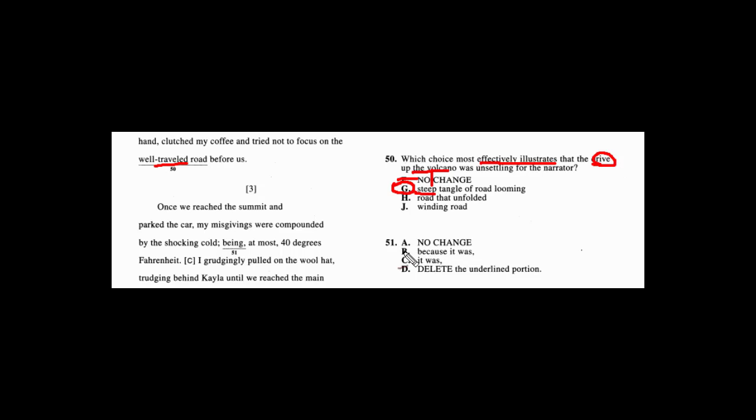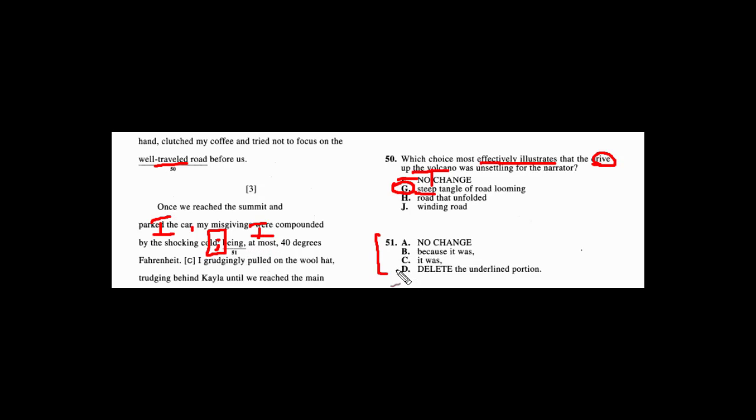Problem 51, first thing you want to do, you glance at your answers, okay? Then you go ahead and trace in your punctuation. There's a comma here and, oh, a semicolon. Remember the definition of a semicolon? Two independent clauses. So let's go ahead and now read. Once we reached the summit and parked the car, my misgivings were compounded by the shocking cold. That's an independent clause, all right? Whatever you put on the back end here now has to be an independent clause because this is not part of the underlined portion. So you're going to have an independent, all right?